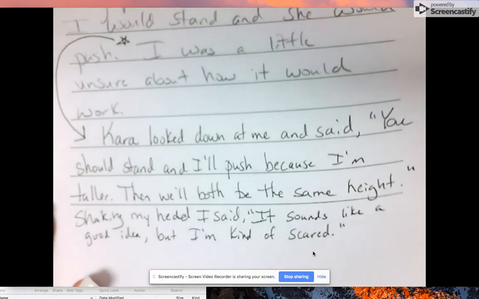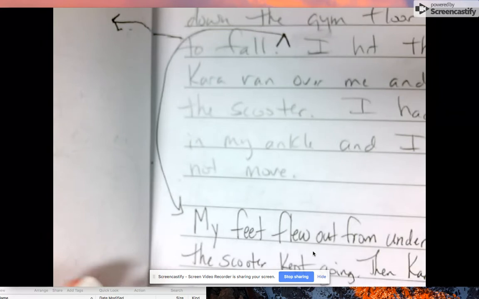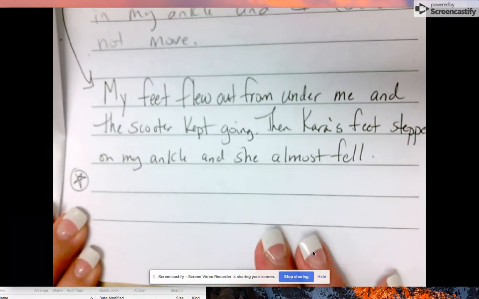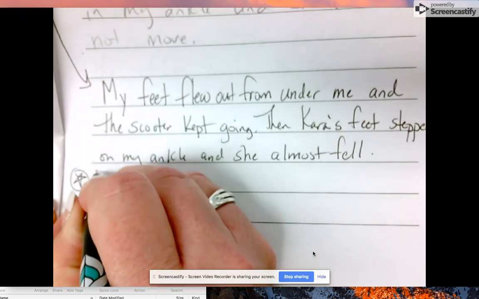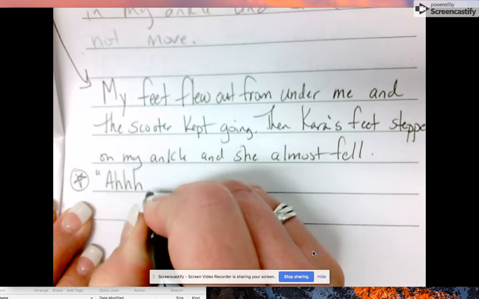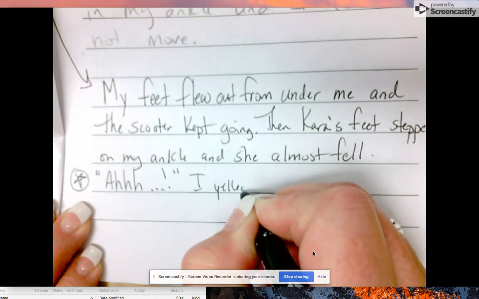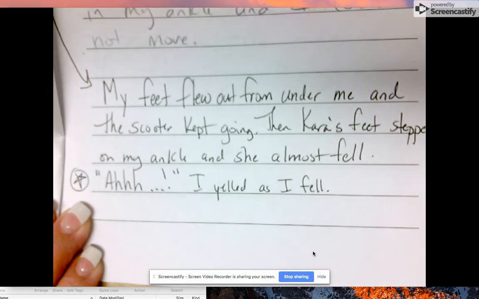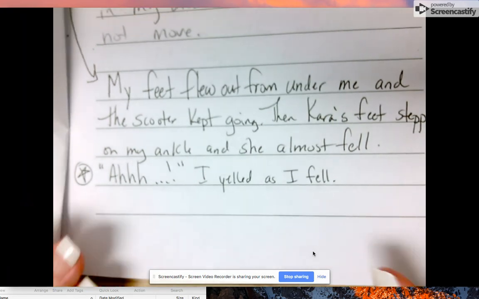Okay, so that's exactly kind of how our conversation went. And then the last piece. I chose to go to the part where I actually fell. I've already added the part to show you exactly what it looked like, but what might that have sounded like? Ah! I yelled as I fell. Because I actually screamed as I went down. Okay, so that's how you'll do that.